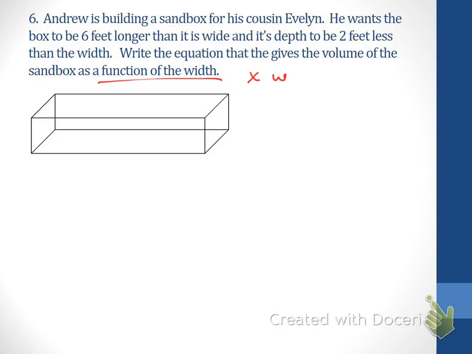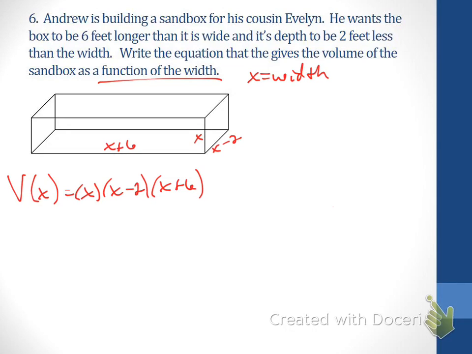We don't know the width, right? So this is going to be x. Now, if the width is x and we want the length to be 6 feet longer, then we're going to go x plus 6. And the depth to be 2 feet shorter, or 2 feet less, we go x minus 2. And of course, the volume as a function of the width is going to be length times width times height. So x times x minus 2 times x plus 6.